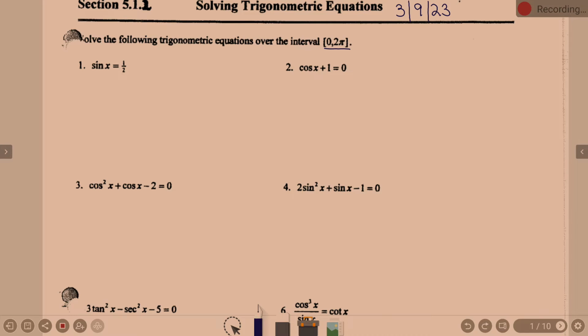So, as we look at question 1, there's not really solving to do, it's just really answering the question. Sine x equals 1/2. So as I look at that, sine x equals 1/2, what my brain is saying is, at what angle does sine equal 1/2? And this is in radians. Okay, so I agree with both 30 degrees and pi over 6.